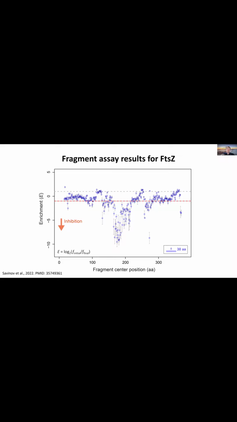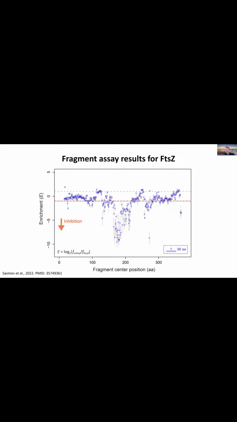I'm showing you the inhibitory effects along the vertical axis, where larger negative values of inhibition correspond to greater amounts of inhibitory activity. And then along the horizontal axis, we have the position of each fragment along the full protein sequence, from the N terminus to the C terminus. So each point here is a single 30 amino acid fragment of FtsZ. And you can see we perform these experiments multiple times, so we also have measurements of the error associated with a measurement on any given fragment.